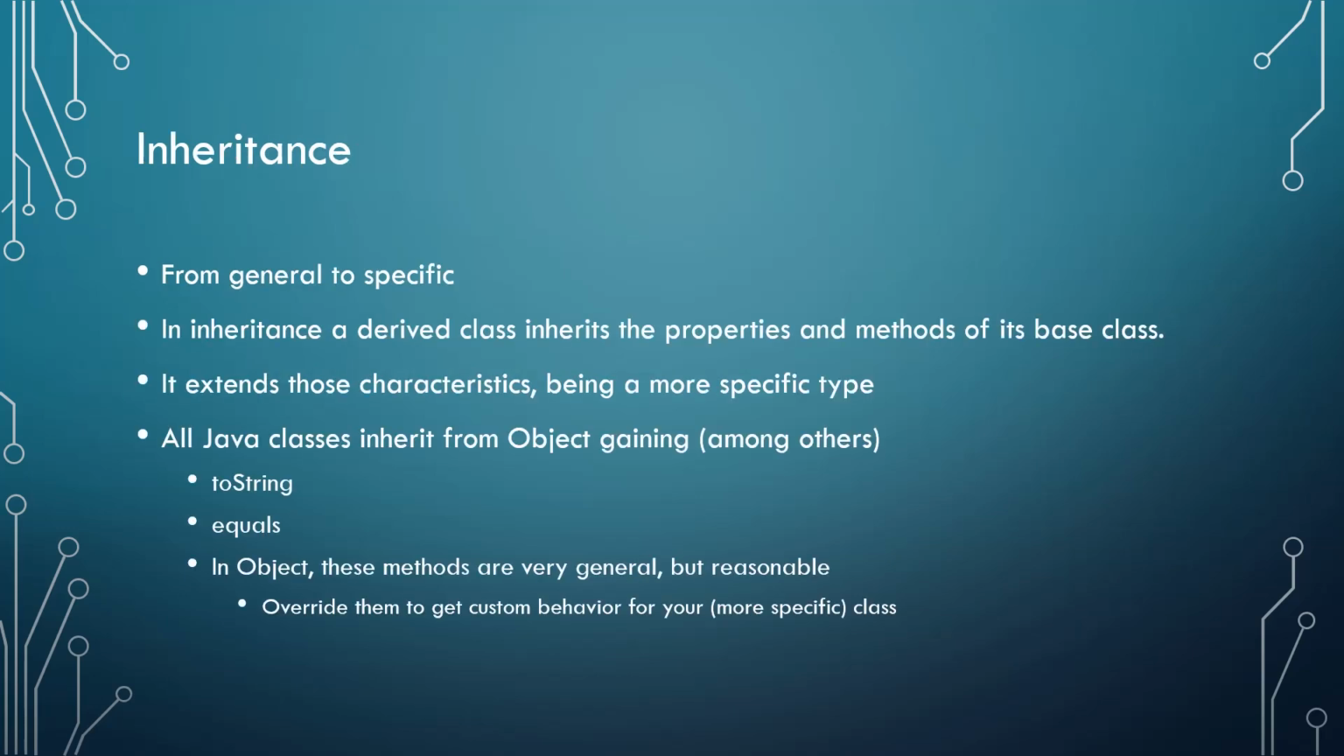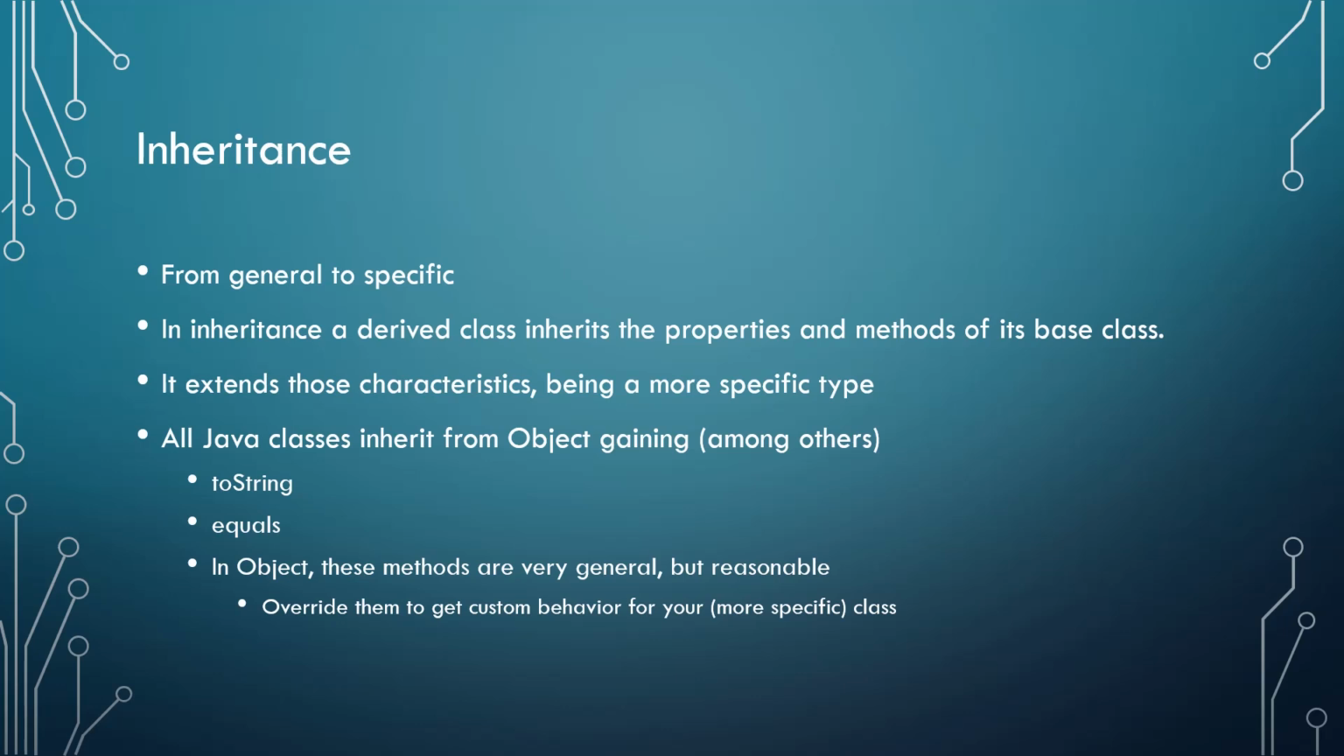Inheritance. This is from general to specific. In inheritance, a derived class inherits the properties and methods of its base class, then extends those characteristics, becoming a more specific type. So if you envision an object-oriented hierarchy as an inverted tree, with the root at the top, that root being object, then that's the most general type of object we have. As we develop our object-oriented design, we're getting more and more specific behavior as we work down the object hierarchy.